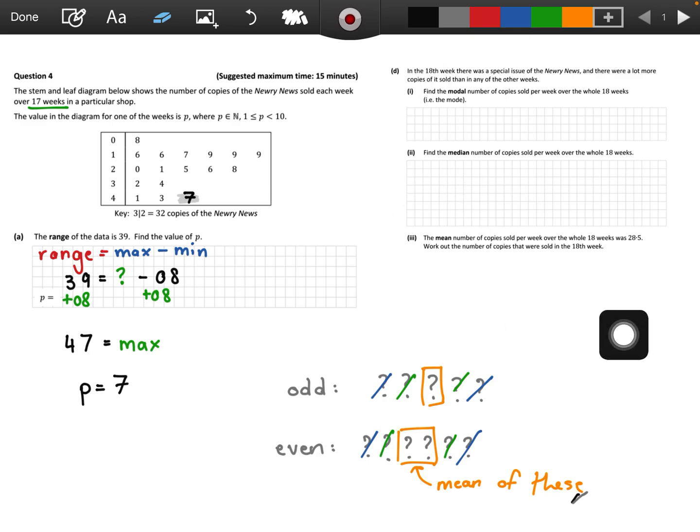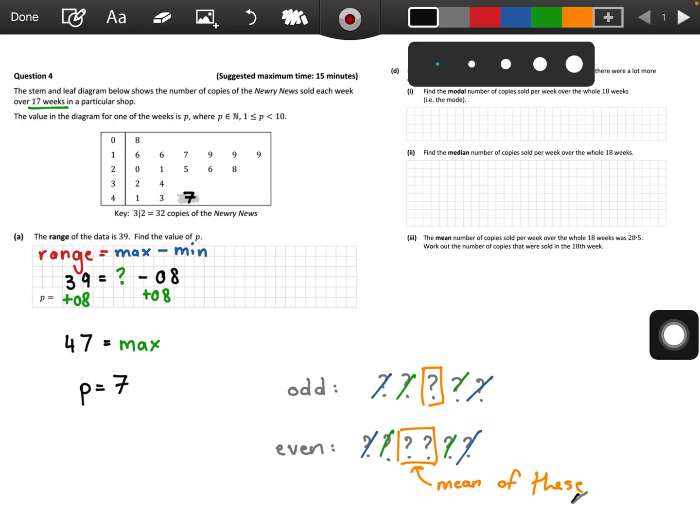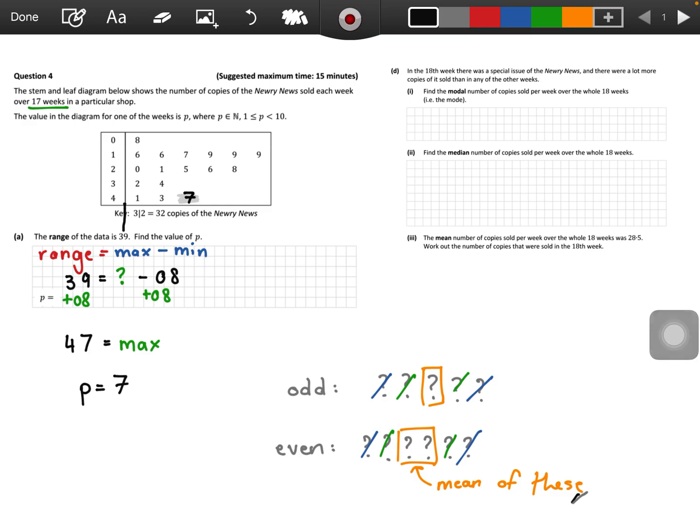Okay, it doesn't tell us how many copies, so if this was to continue on, it could be like 57, or it could be 63 or something like that. We don't know what it is, but what we do know is that there's going to be one big piece of information down here. It still says, find the modal number of copies sold per week over the whole 18 weeks. So the mode.